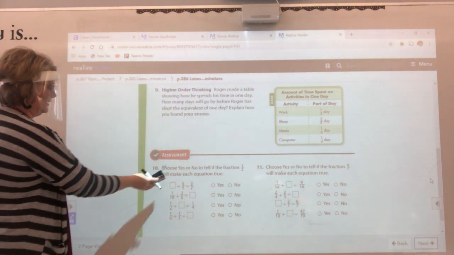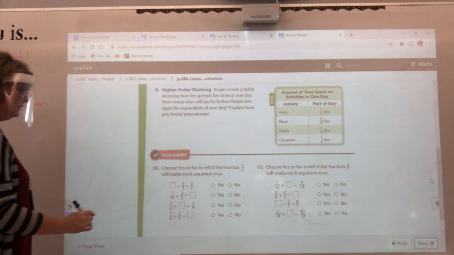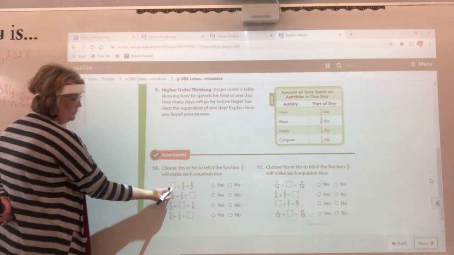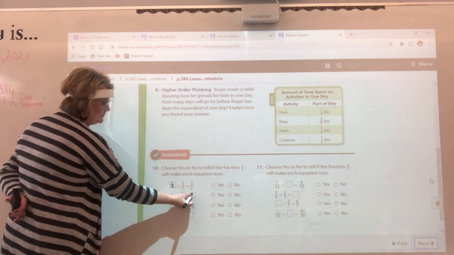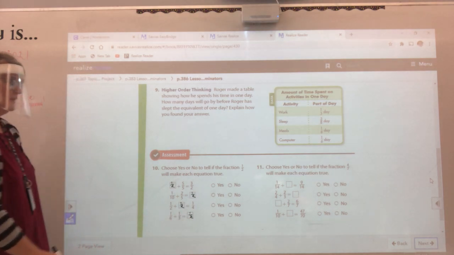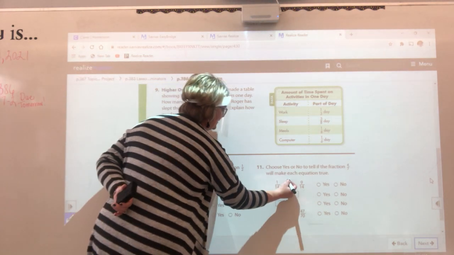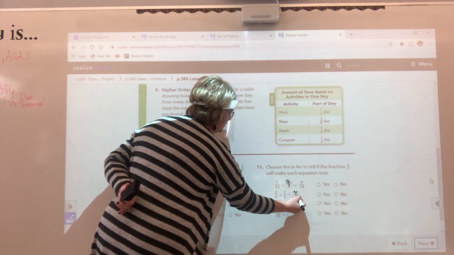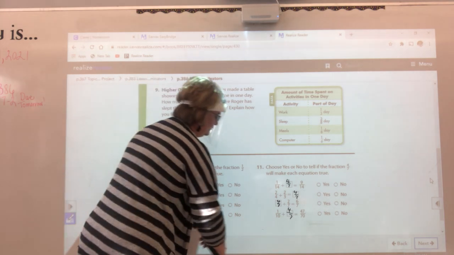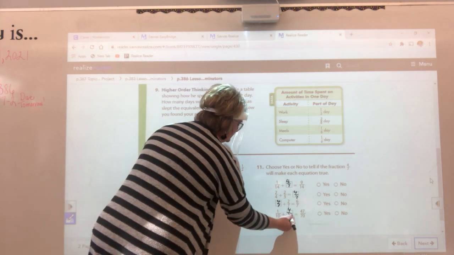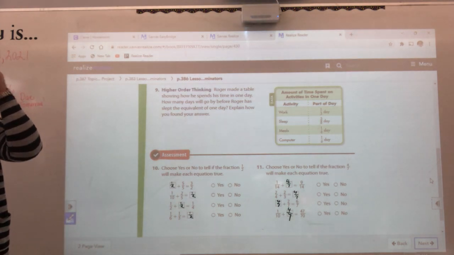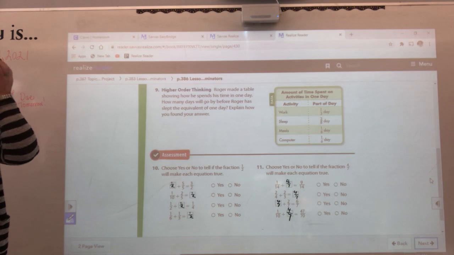Okay, I'm not going to do 10 and 11 with you. I might do some of them with you. So what they're saying is choose yes or no to tell if the fraction 1/2 will make each equation true. Write 1/2 in every one of these boxes. And on number 11, you're writing 4/7. Only add the tops, leave the bottoms alone. Only add the tops, leave the bottoms alone, okay?